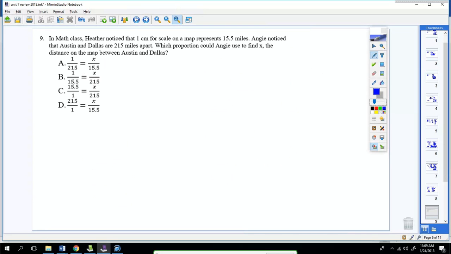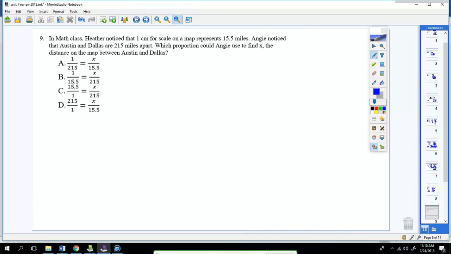Okay, number 9. In math class, Heather noticed that 1 centimeter for scale on a map represents 15.5 miles. Angie noticed that Austin and Dallas are 215 miles apart. Which proportion could Angie use to find X, the distance on the map between Austin and Dallas?